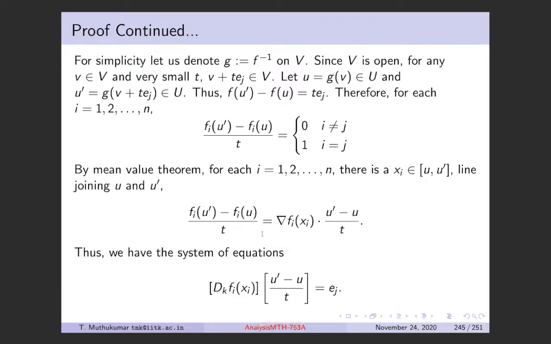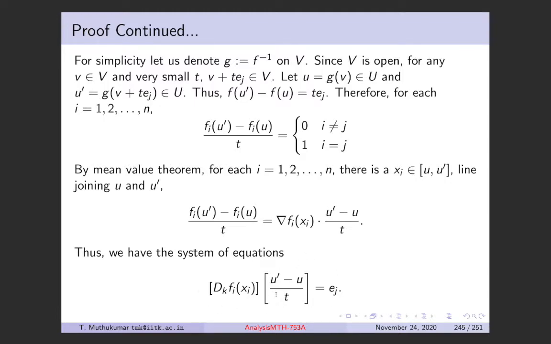Now what you do: this we know from the formula here is either 0 or 1 depending on what i is, right? So this is basically e_j. This is precisely e_j. So this equation is nothing but the sum over k of D_k f_i at xi_i times (u prime minus u over t)_k equal to e_j, which is coming from here. So this is precisely a system of equations. You have some matrix acting on some vector equal to something, so we need to solve the system of equations.